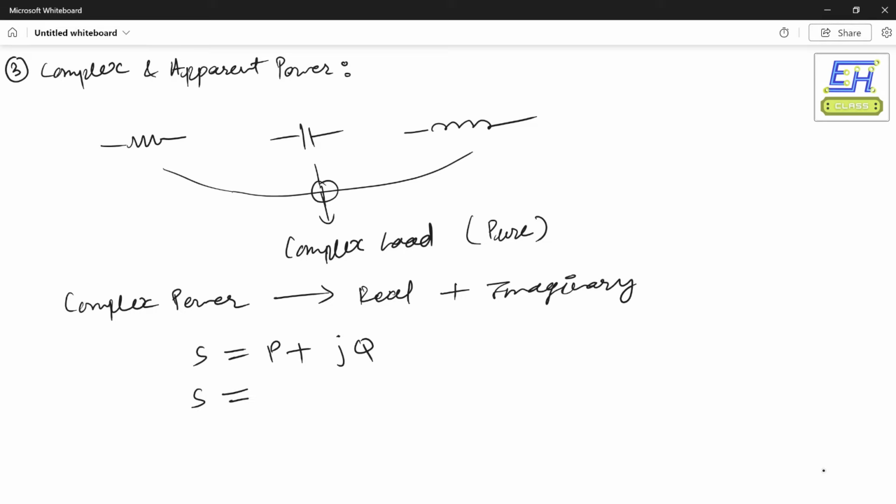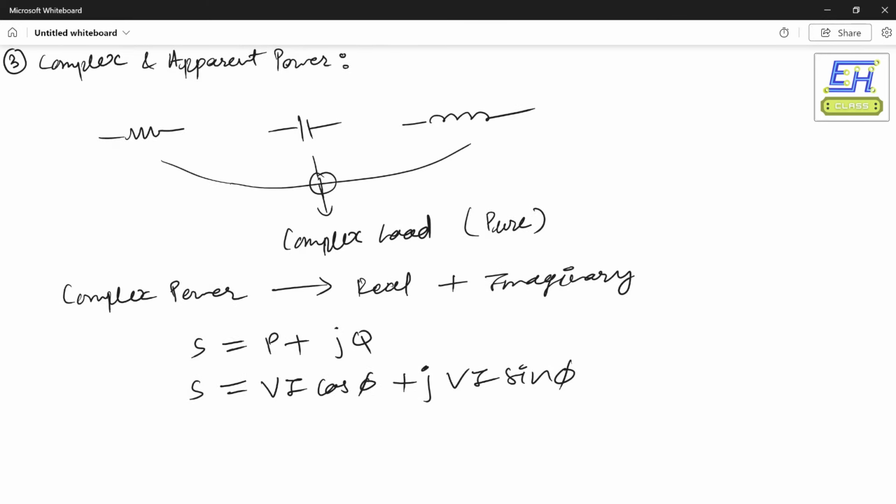And then if we substitute, that is VI cos phi plus j VI sin phi. Now, please understand that these are the RMS values of the voltage and current. This is the basic equation of complex power.